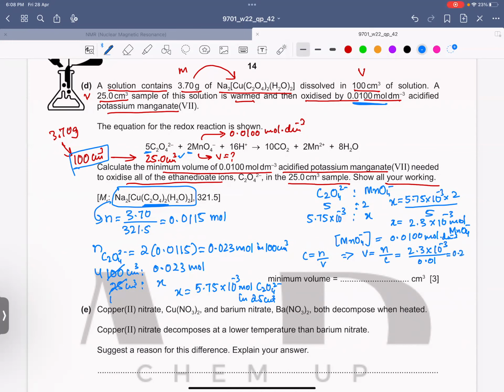It's 0.23. Okay. Thank you, Sarah. It's in dm cube. And here we need it in centimeter cube. So we have to multiply it by 1000 to turn it into centimeter cube. So it would be 230 centimeter cube. Is this clear? Yes. Okay.